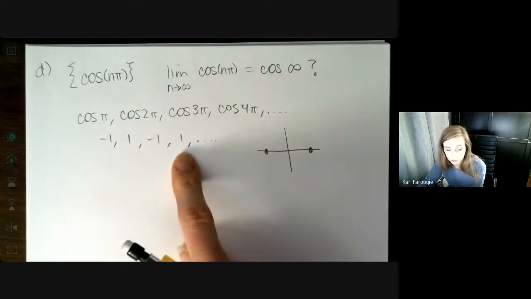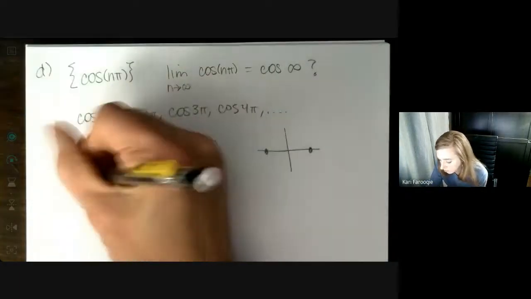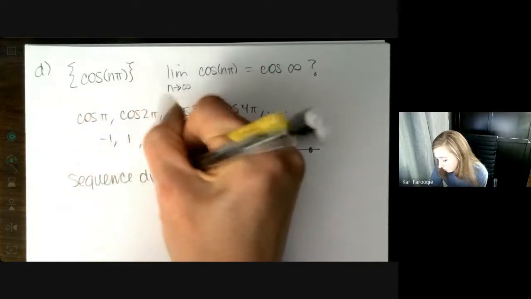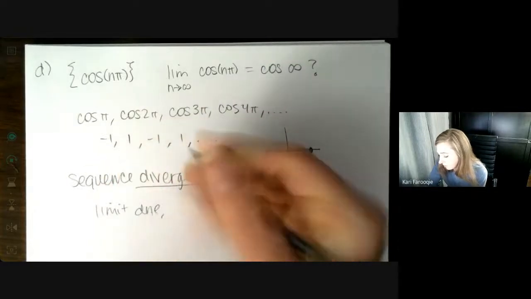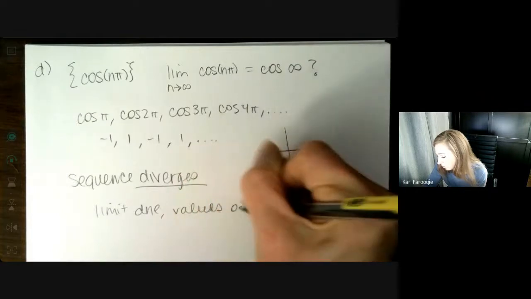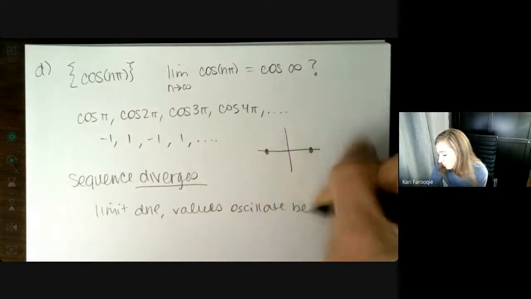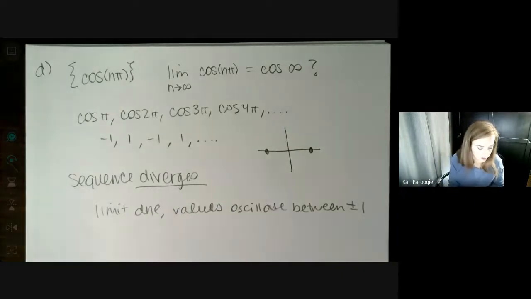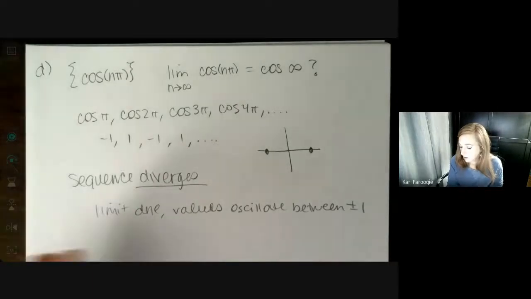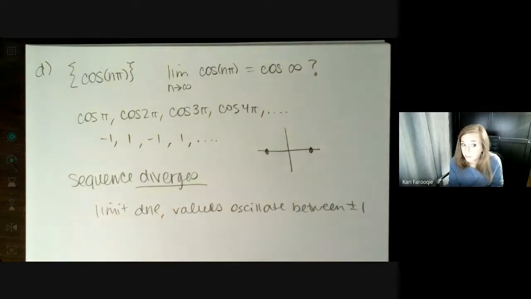Therefore, they don't actually converge to a value. You could say that the sequence diverges. The limit does not exist. The values oscillate between plus or minus 1. I mean, really, if all you're being asked to do is state whether the sequence converges or diverges, and if it converges, find the limit, that's fine. For something like this, I mean, on a test, yeah, if you just wrote diverges, I'd be looking for some work, and I'd be like, okay, why? Like, give me a reason why. But on your homework, it'll just be diverges.